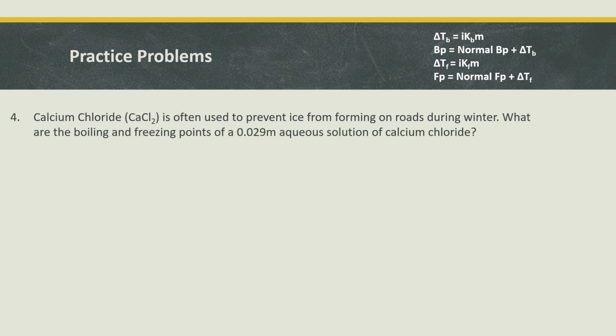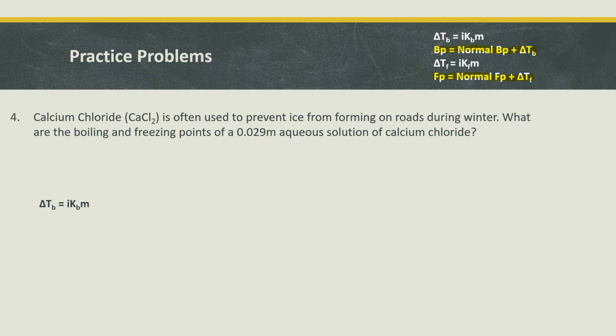All right, so let's take a look at this problem here. Again, we have calcium chloride used to prevent ice from forming on the roads during winter. We have a 0.029 molal aqueous solution, and we're looking for the boiling point and the freezing point. So we're looking for this up here and this down here. But remember, in order for us to do these problems, we have to have the delta T sub B and the delta T sub F first, but in order to get those, I have to use the other two equations. So the first thing I'm going to do, just by habit, is solve for the boiling point elevation.